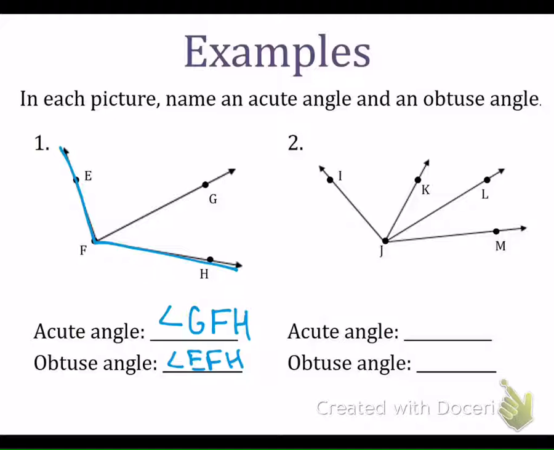Do you want to do the next one? Go for it. So name an acute angle on the next one. Angle LJM looks like the smallest angle. That's this guy right here. Good. So we're going to do the next one. Go on. IJM. IJM is the largest angle on number 2. I would go with it. What are your questions?